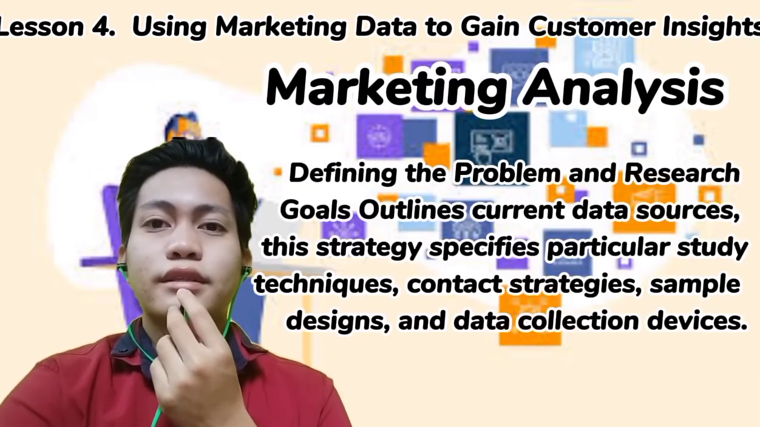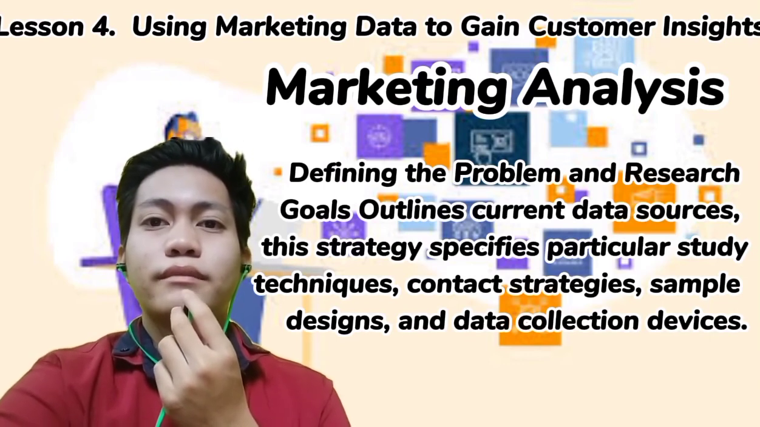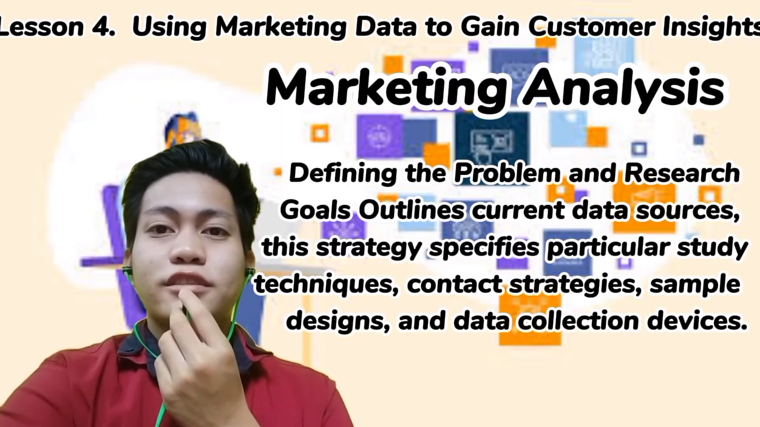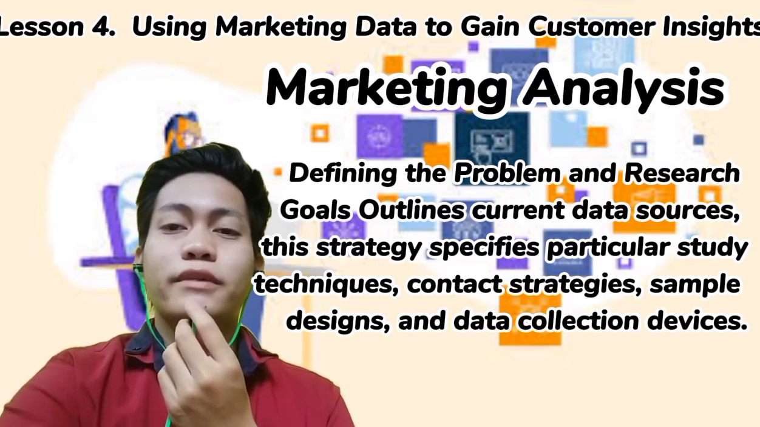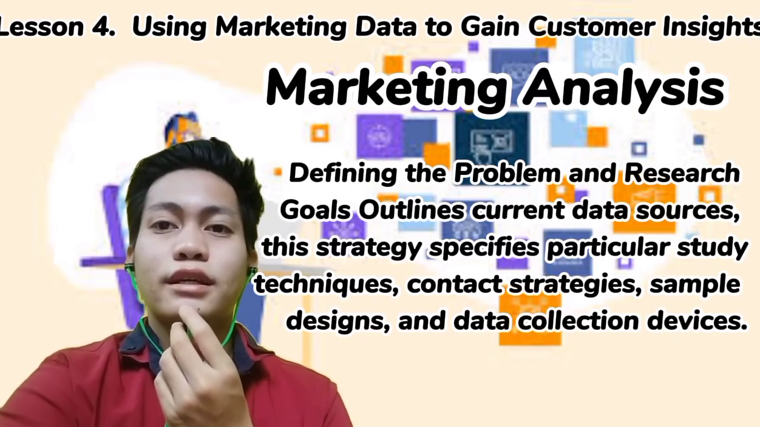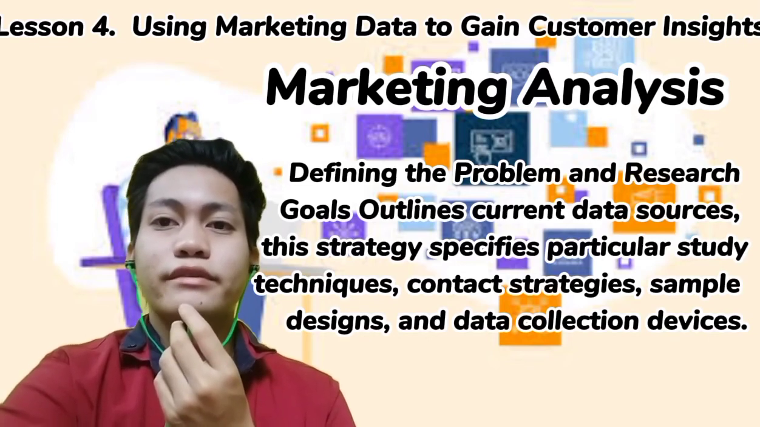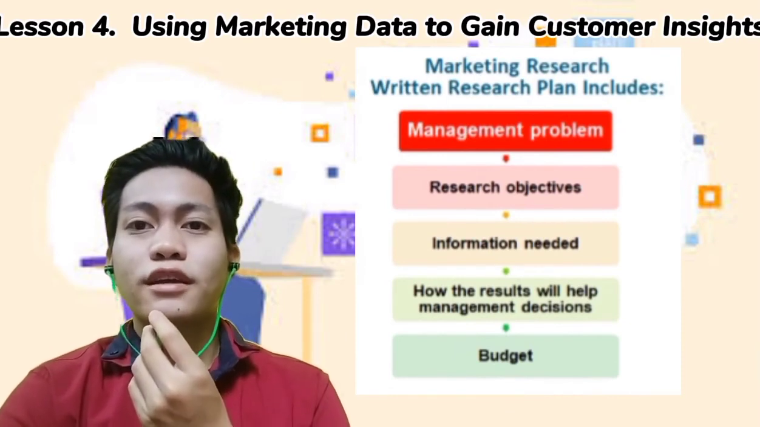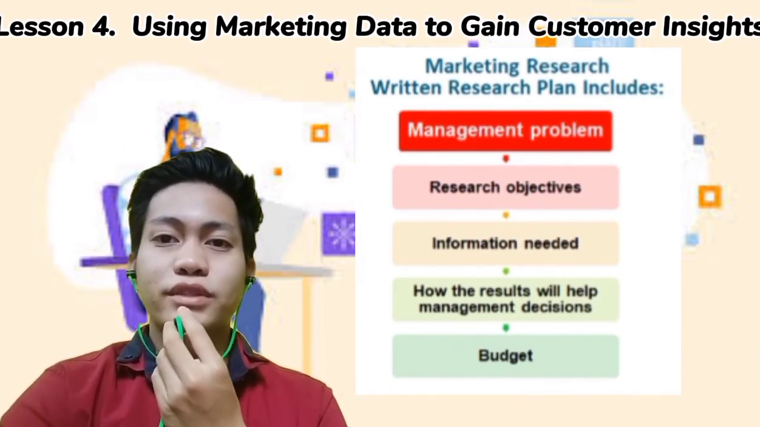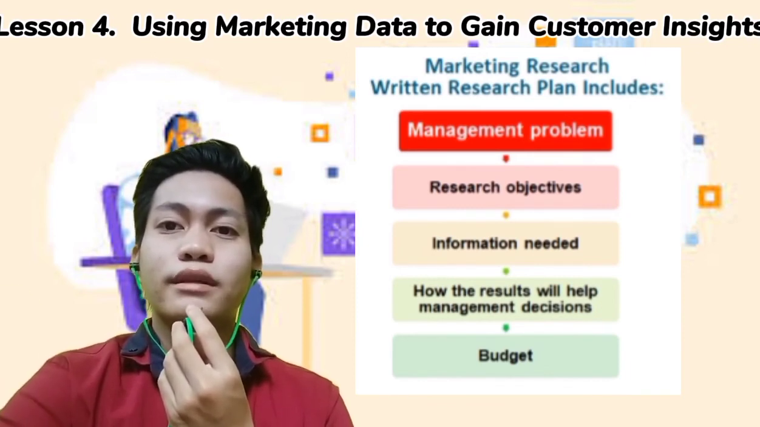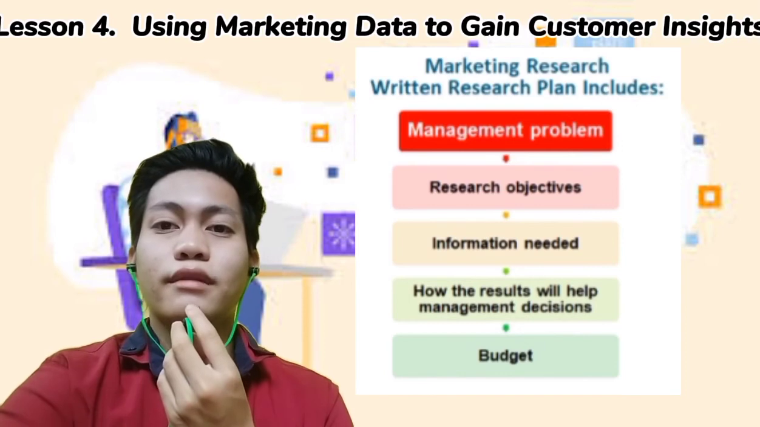Marketing analysis. Defining the problem and research goals outlines current data sources. This strategy specifies particular study techniques, contact strategies, sample designs, and data collection devices. Marketing research. A written research plan includes the management problem, research objectives, information needed, how the results will help management decisions, and budget.